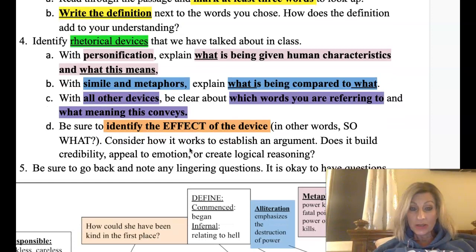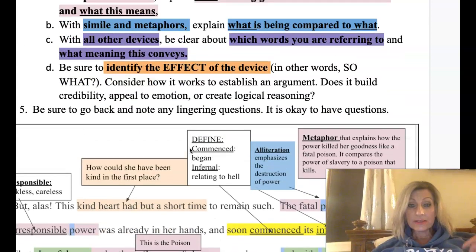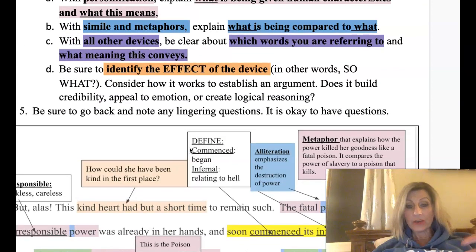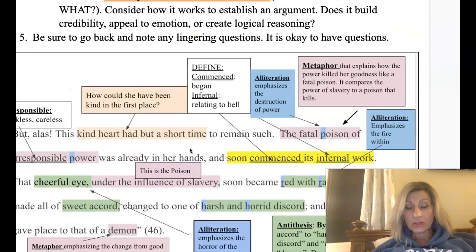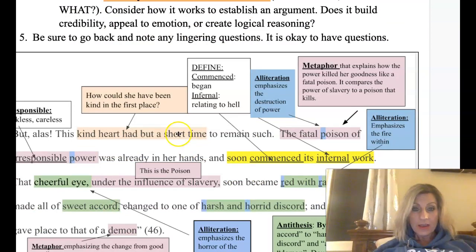And make sure to explain the answer of so what. What is the effect of it? What is it saying? How is it building emotion? How does it make you feel? What's the purpose of it? For example, the fatal poison of irresponsible power.